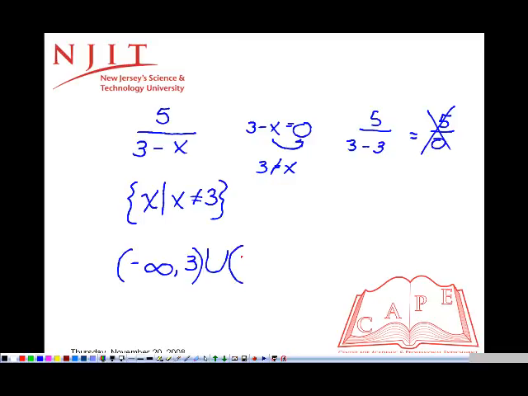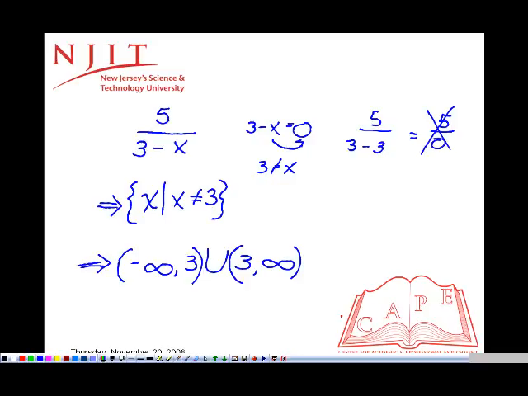And we know that every number above 3 is a possible solution. So we go from 3 all the way to infinity, close parentheses. So when writing a domain, you have two options. You can write what x cannot be. In this case, it can't be 3. Or you can write what x can be. In this case, it can be any number below 3, which is from negative infinity to 3, and any number above 3, which is from 3 to infinity.